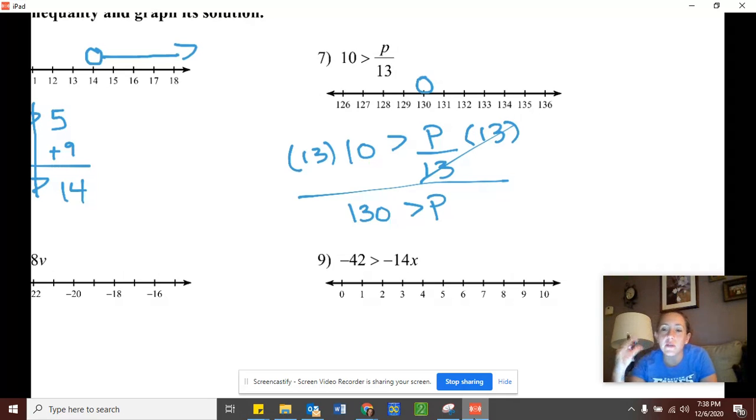Another way to think of it, if you think of the inequality as the mouth, the very hungry mouth or the alligator mouth, however people teach it in elementary or middle school, the mouth is eating whatever's bigger. So if p, my variable, my answers, the mouth is not eating p, so it's smaller than 130, so I go to the left.